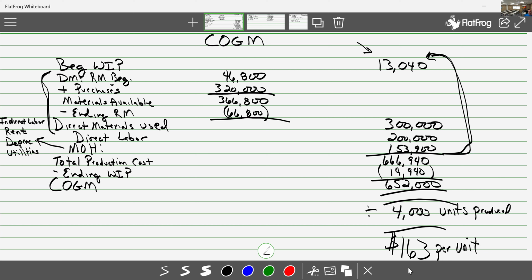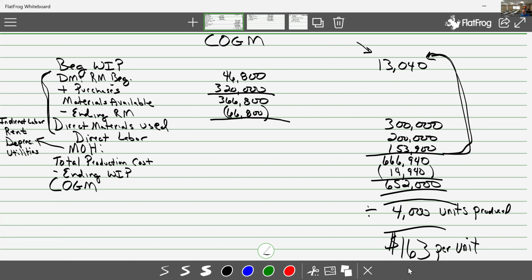So that is the amount of everything that we finished during the period. When we get into our next chapters and we start talking about journal entries, the cost of goods manufactured is going to be the amount that is transferred from the work in process inventory into our finished goods inventory. Okay, final thing we want to do on this sheet, it asked us how much did it cost us to make 1 unit throughout the year.